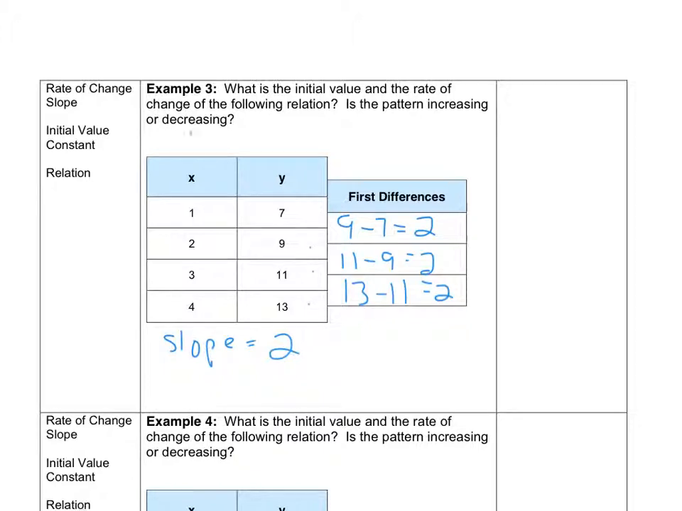The initial value would be, what would the table start from if it started at 0? And because we're increasing by 2, it would have to start at 5. Because 5 plus 2 is 7. So my initial value is 5.